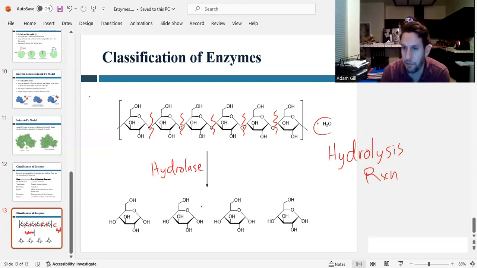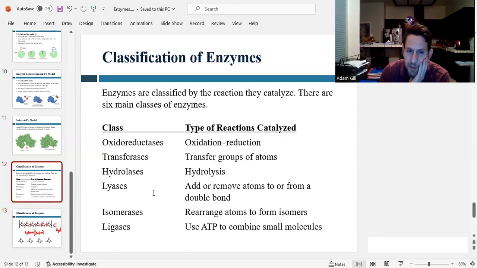The specific name of the enzyme, as we talked about in lab, was amylase, because it takes amylose and hydrolyzes it. Amylase is a type of hydrolase. So just an example for a specific type of enzyme.